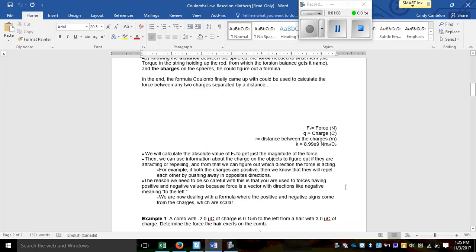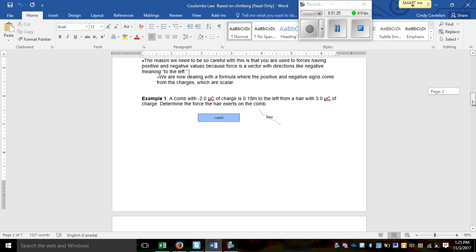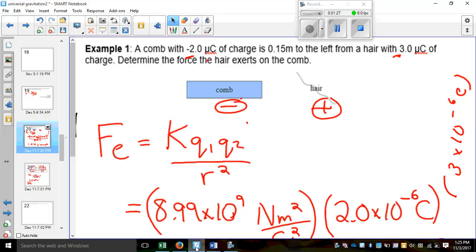Then it goes on and talks a little bit about each of those quantities. We have to be careful with positive and negative values. So example number 1 is the next thing we're going to look at, with this comb and the hair. A comb with -2 microcoulombs of charge is 0.15 meters to the left from a hair with 3 microcoulombs of charge. Determine the force that the hair exerts on the comb.